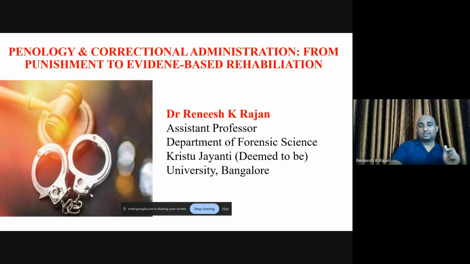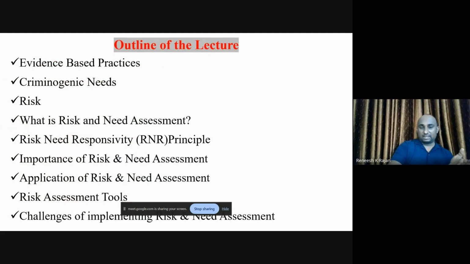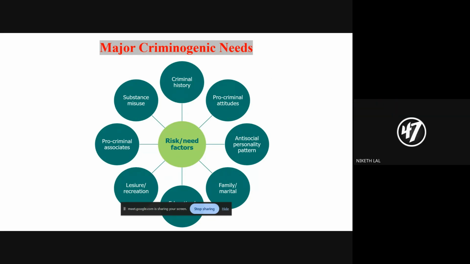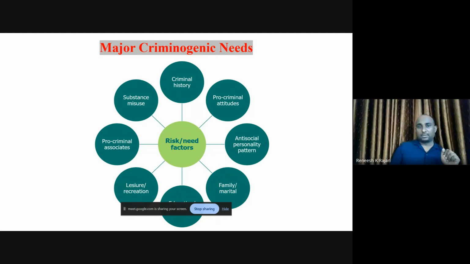Okay, fine. So I think the outline of the lecture that I've already mentioned is okay. So, criminogenic needs. Is it visible now? Yes, sir. Fine. So these are the major criminogenic needs. We talked about criminal history, pro-criminal attitudes, anti-social personality pattern, family or marital issues, education or work, leisure or recreation, pro-criminal associates, substance abuse. These are the major criminogenic needs, crime-causing factors, the risk or need factors that we are going to talk about.